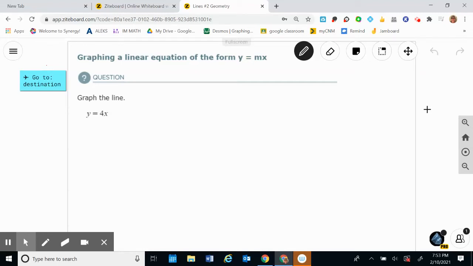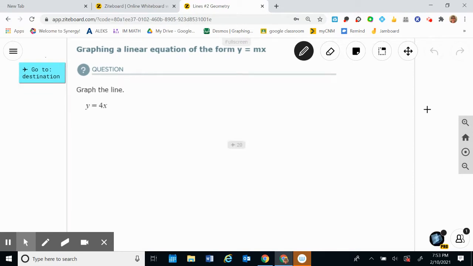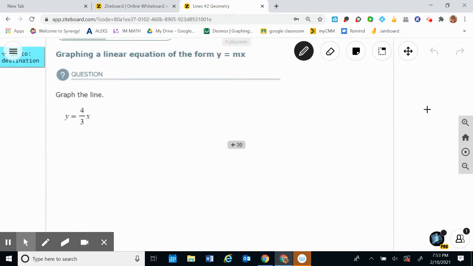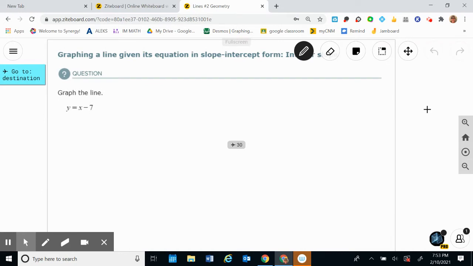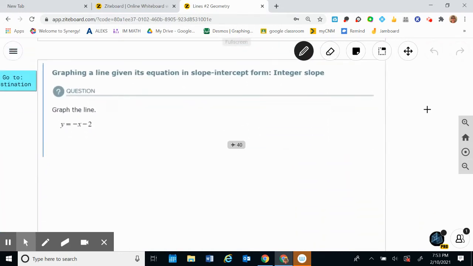Okay, so this is going to be a basic review of graphing lines, as well as a few things for geometry. These notes are basically all about graphing lines.